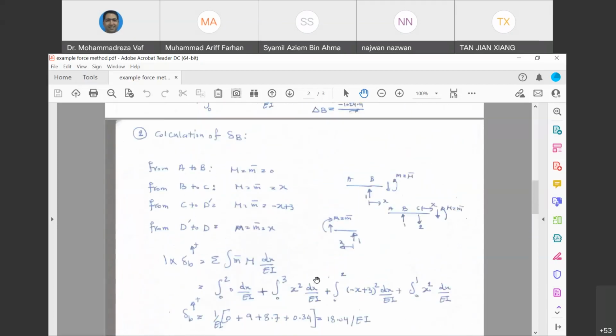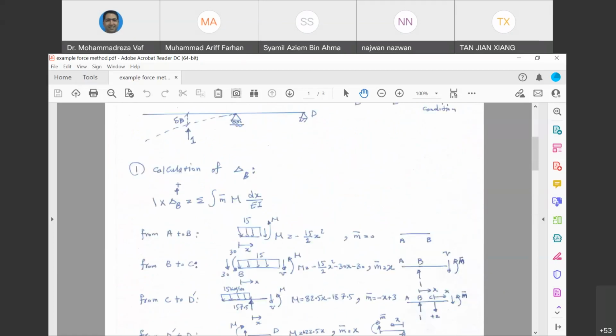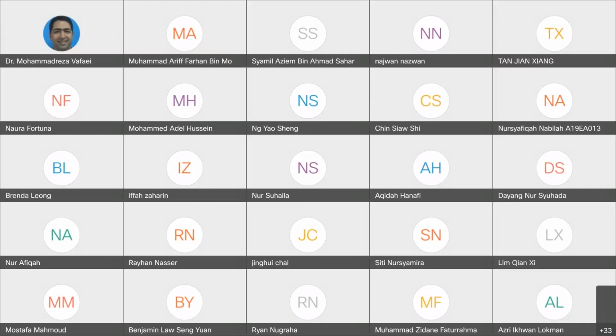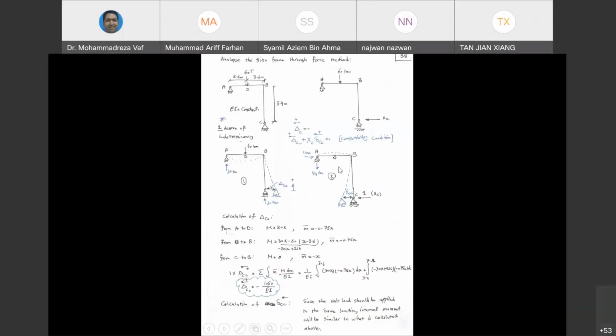So this is another example that has been uploaded into e-learning. So you can go through, and for our next class, if you have any question, you can ask. We have also one more example that shows how the virtual force method can be used for frames, that I'm going to share with you in our next class.